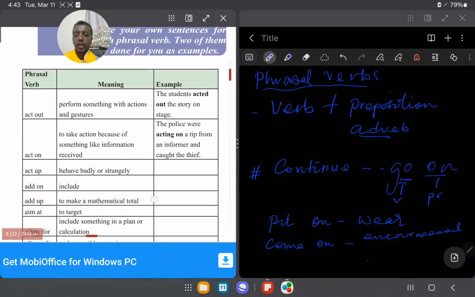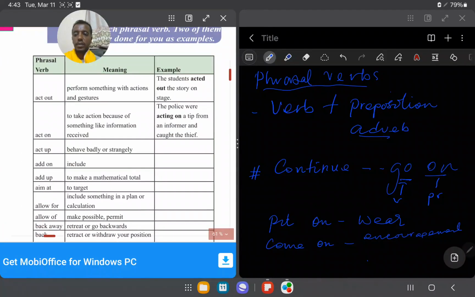So phrasal verbs have this much meaning. Here are some of them. There is a phrasal verb act itself. Act out means perform something with action and gesture. For example, if you represent someone, you can act out, and it will have action and gestures. The students acted out the story on a stage. This is an example.